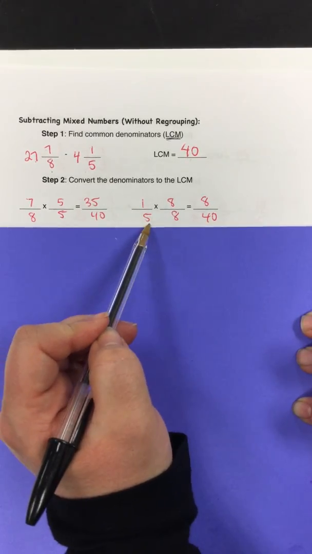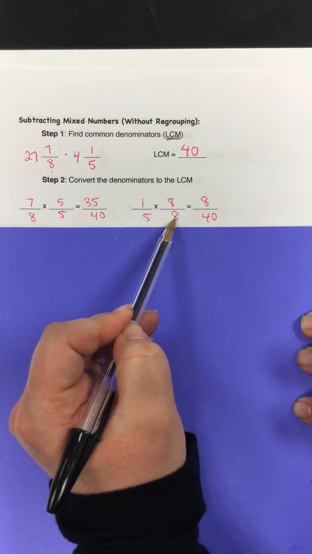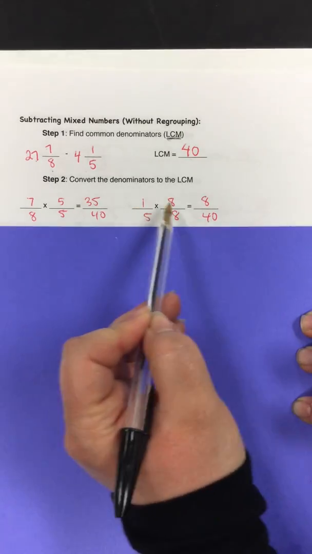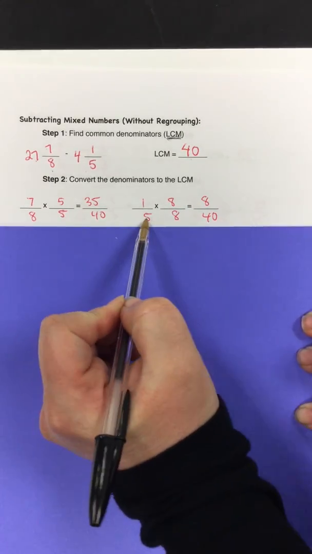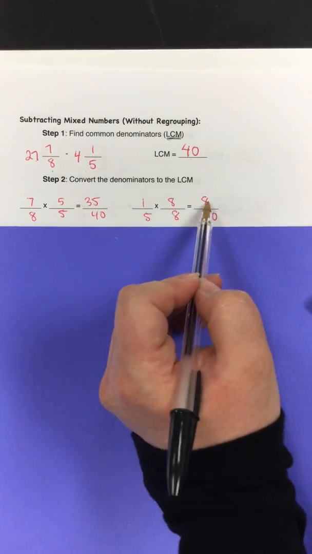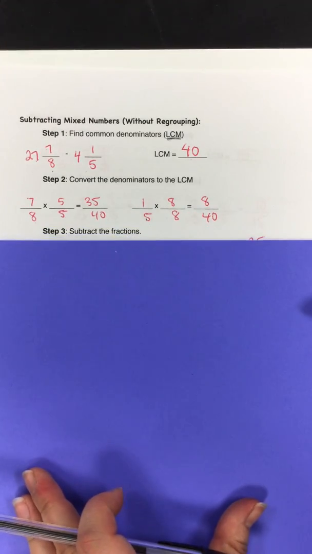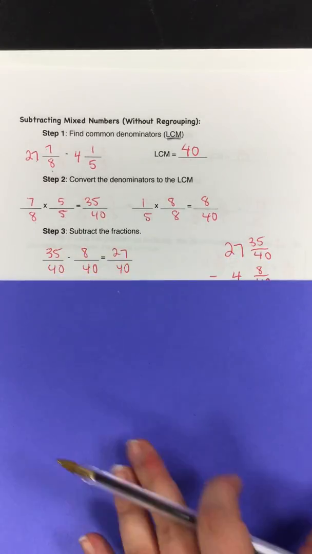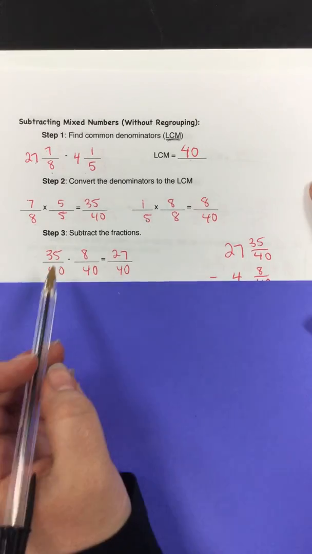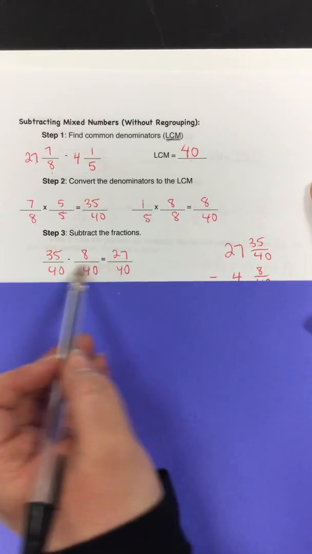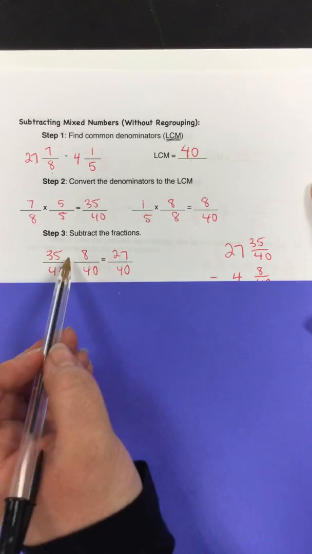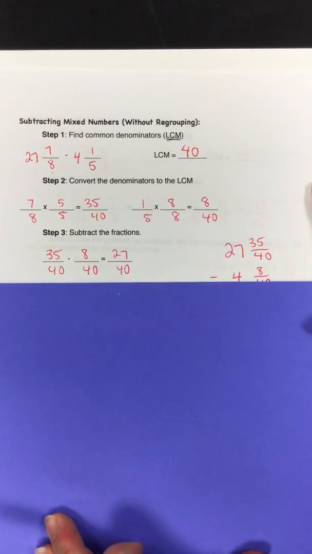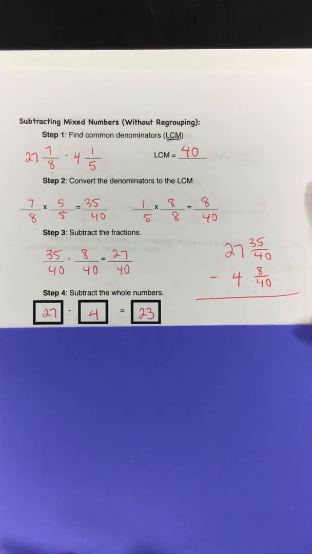Next, we have 1/5 times 8 over 8. When we multiply straight across, we get 5 times 8 is 40, and 1 times 8 is 8. So instead of 1/5, we have an equivalent fraction of 8 over 40. Next, what we're going to do is subtract the two fractions. So similarly to adding, when we subtract two fractions, we leave the denominators the same because we have that common denominator. And we just subtract the numerators. So 35 minus 8 is 27. So our new fraction is 27 over 40.